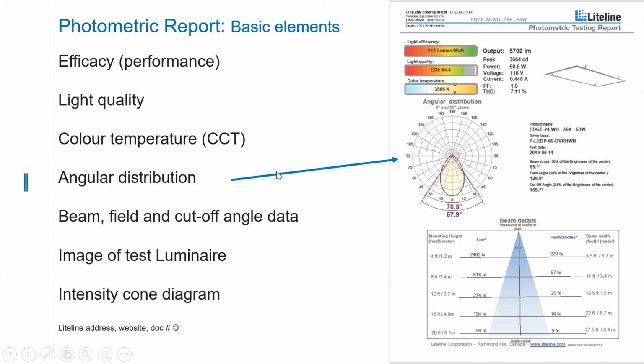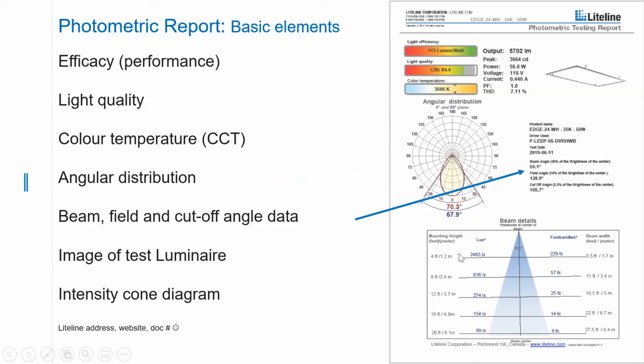Angular distribution, here we're showing the field angle and the beam angle. The field angle is the total light output, and the beam angle is comprised of 50% of that light. So think of a pool of light where you have a brighter concentration in the middle. Whatever would amount to 50% of that concentration, that is considered the beam angle. So in this case, it might be 70 degrees, 67 degrees. The field angle is the rest, everything that trails out to the edge, the remaining 50%. And that's what we illustrate for every one of our products.